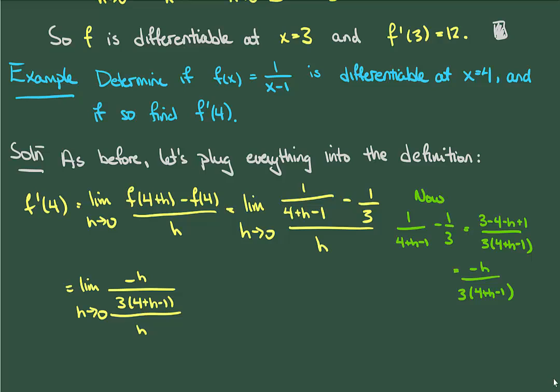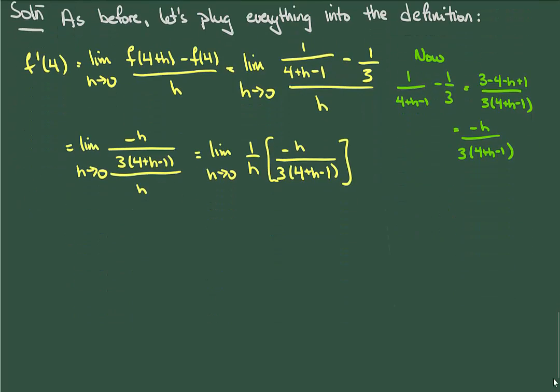Now this double fraction is gross, but remember that dividing by h is the same as multiplying by 1 over h, giving us this result. Finally, canceling the h's gives us something that we can plug h equals 0 into, giving negative 1/9 as our answer. Now later we'll develop tools to make these computations simpler, but for now we just have no choice but to use the definition of the derivative.